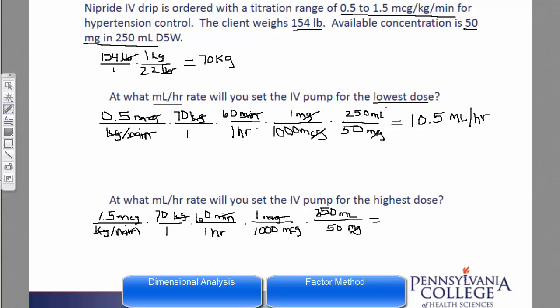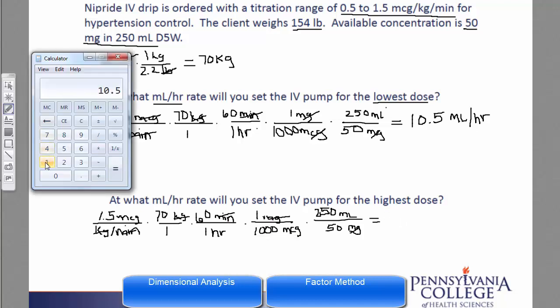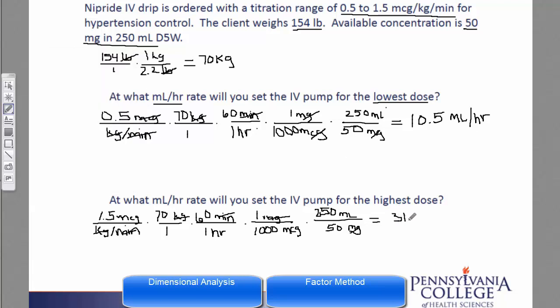It's now time to do our calculations. So I'll start by entering the 1.5 in the calculator, multiplying by 70, multiplying by 60, multiplying by 250, dividing by each piece of the denominator, so dividing by 1,000, and then dividing by 50, and I come up with an answer of 31.5 milliliters per hour. Again, it is an answer to the tenth, which is how I normally round, so no rounding is required.